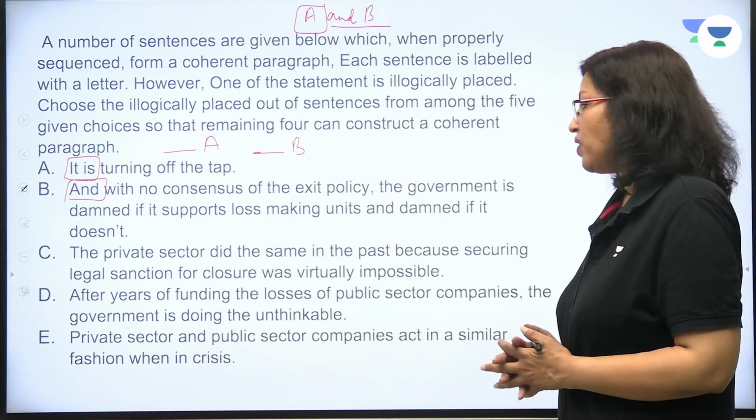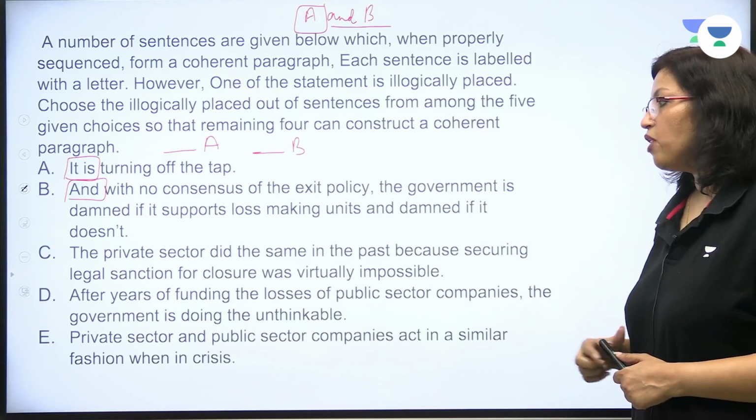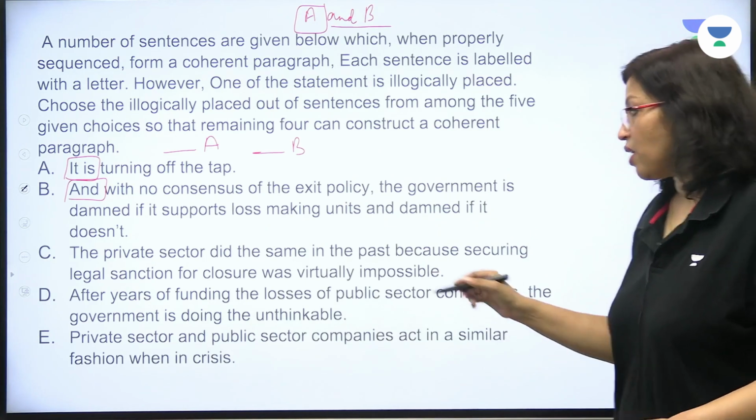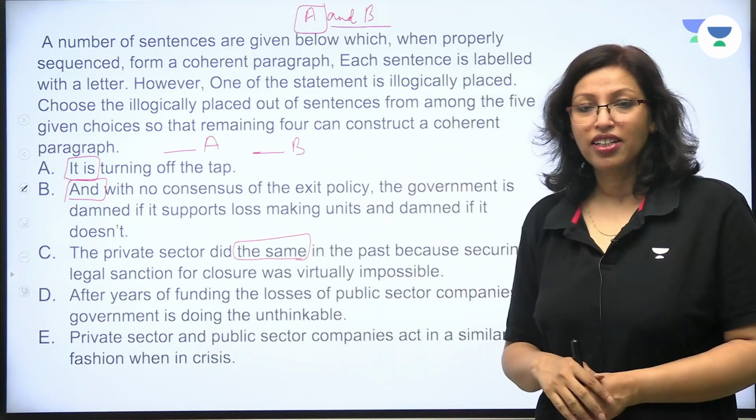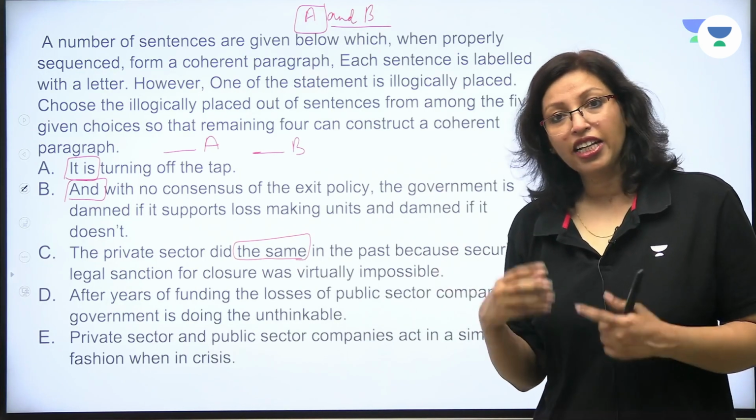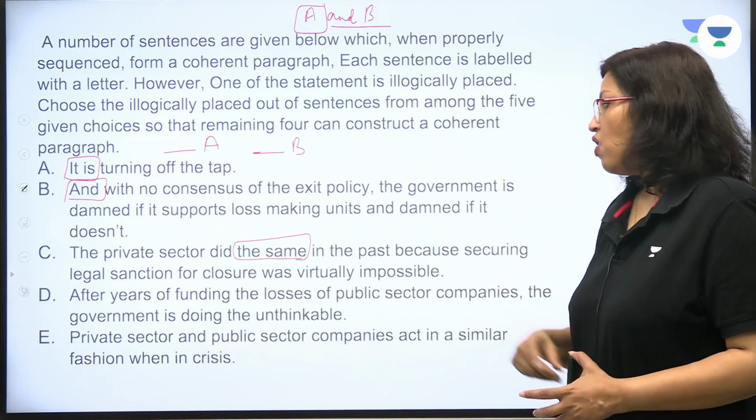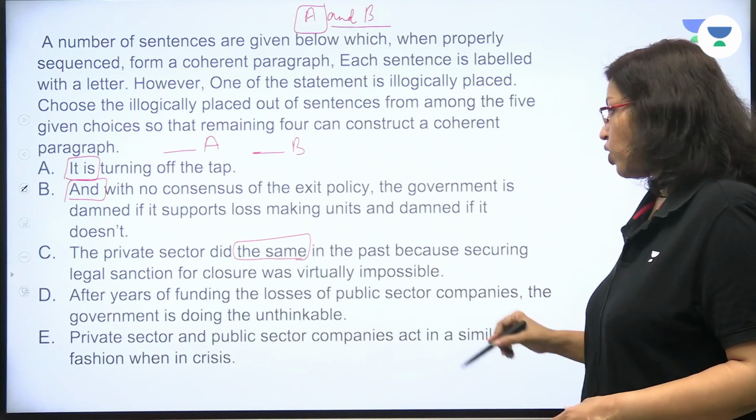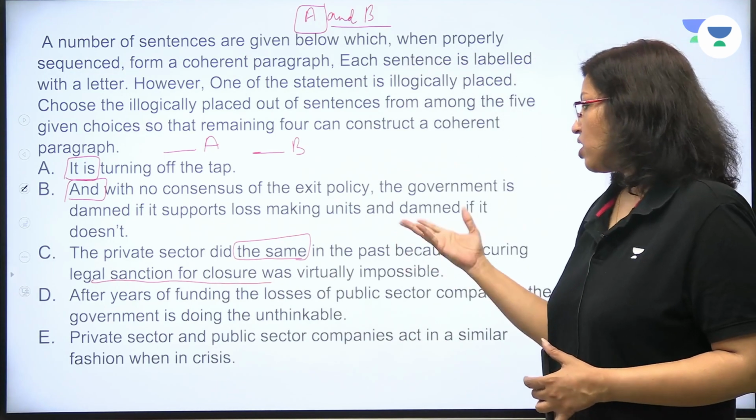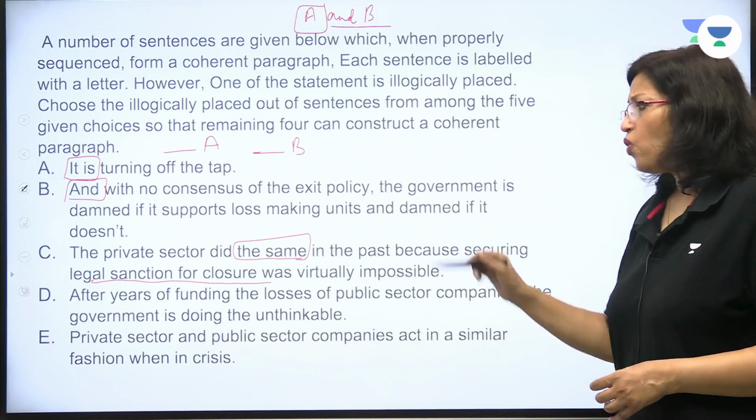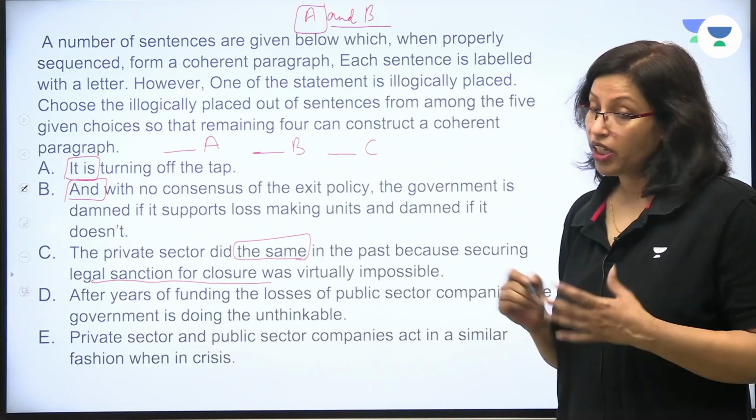My third sentence says the private sector did the same in the past because securing legal sanction for closure was virtually impossible. So the private sector has done the same. What is this same? Now again there is a clue here. The same means somebody has done something and the private sector has done exactly the same thing. But the private sector did the same thing in the past because securing legal sanction for closure was virtually impossible. So they did not gain legal sanction for closure and therefore they did just the same. Okay, wonderful. So what is this the same? Again I have a question. What is this the same that we are talking about? Again a clue for me.